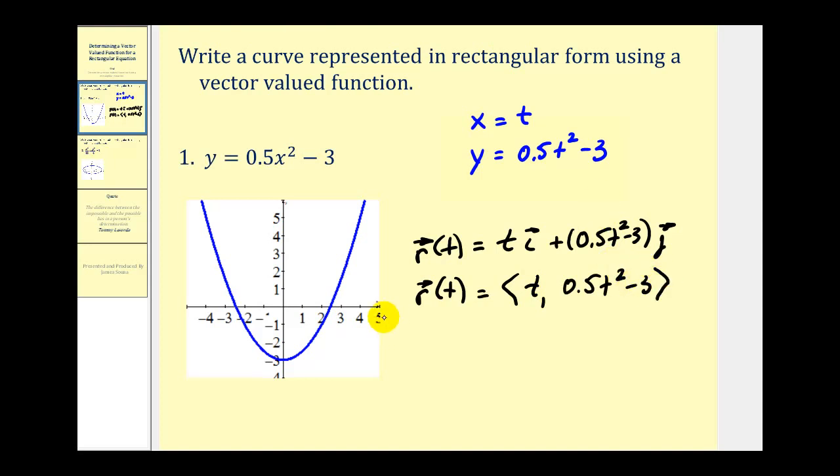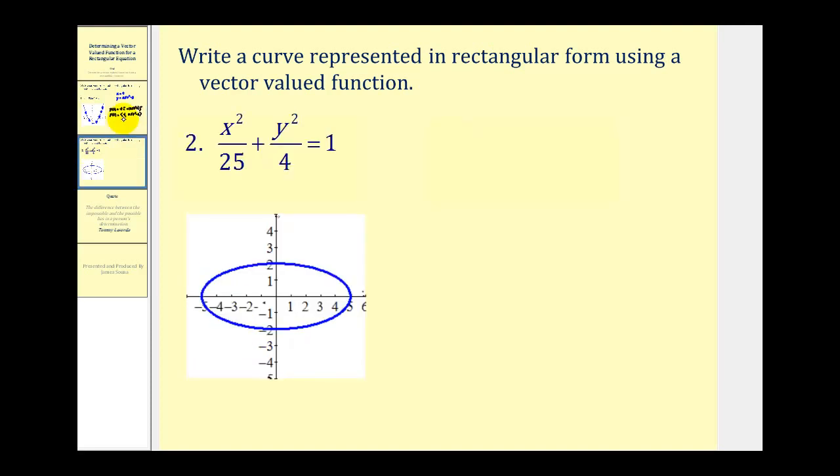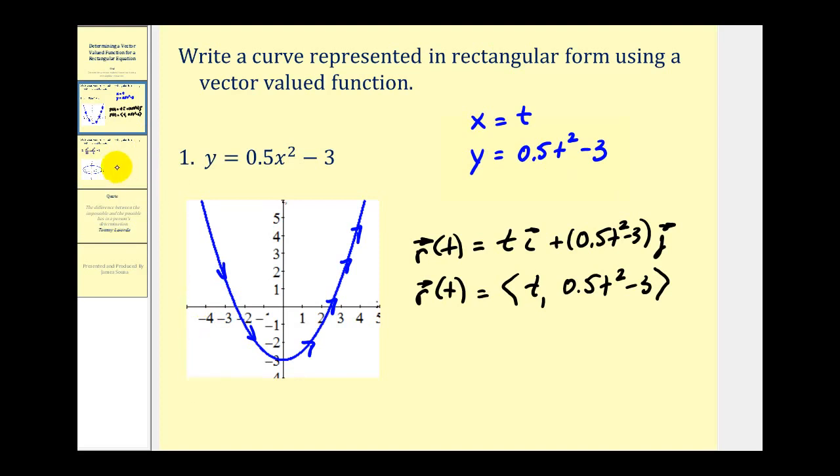Now remember, when we express a curve as a vector-valued function, it gives the curve orientation, meaning as t increases, this curve is sketched in a specific direction. So notice that as t increases, x also increases, which means that this curve would be sketched moving from left to right. Again, as t increases, the curve is moving toward the right. Let's take a look at one that's a little bit more involved.